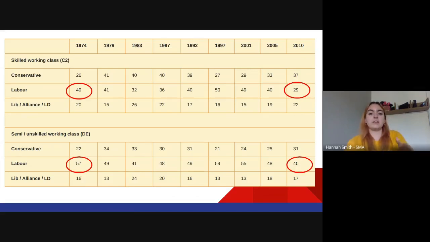What I'm trying to show with these graphs is that in the 70s and even the early 80s, people were still voting quite a lot with their social class. Nowadays, not so much.